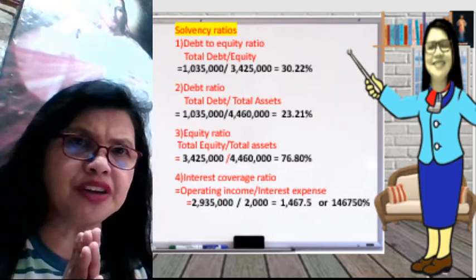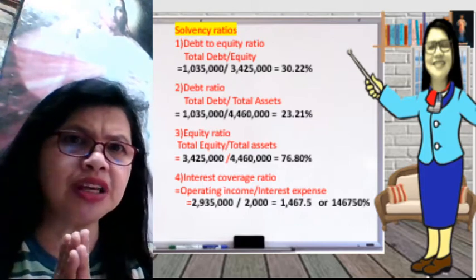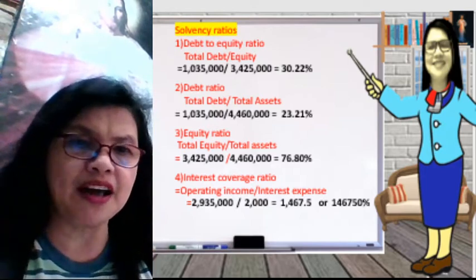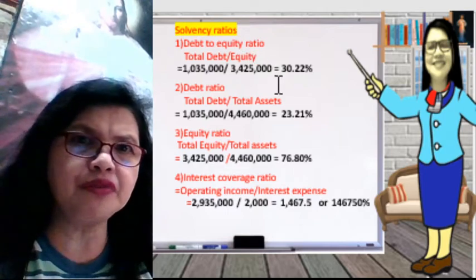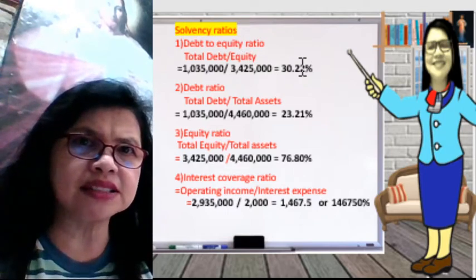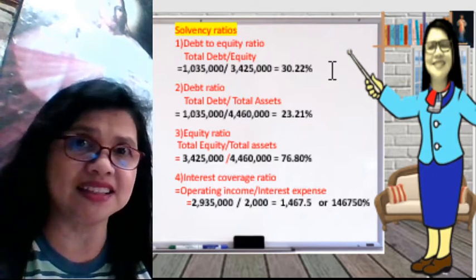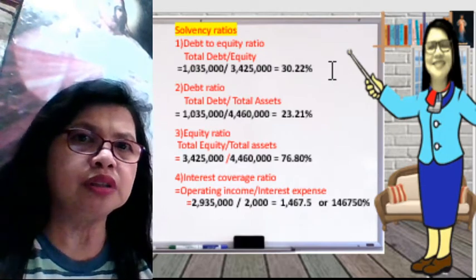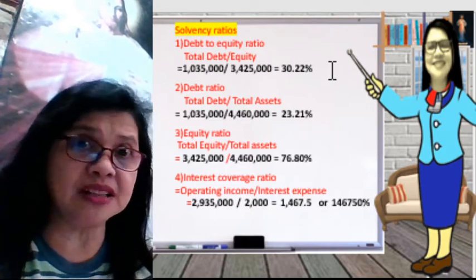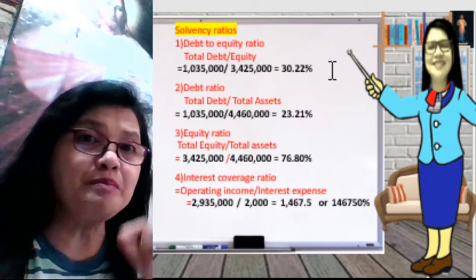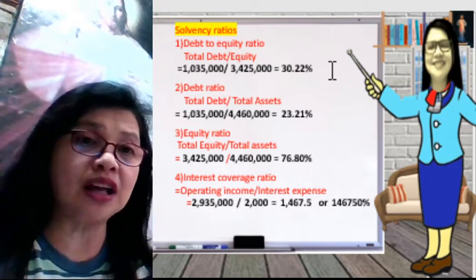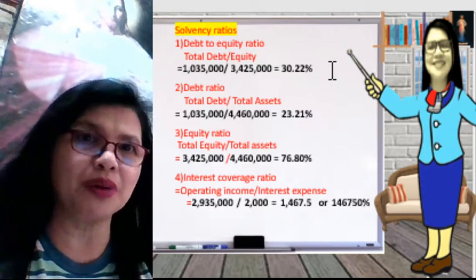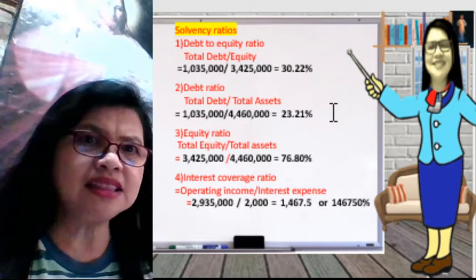So in this figure, we have 30.22%. The total liabilities of 1,035,000 divided by 3,425,000 gives us 30.22%. That means the company can absorb its total liabilities when compared to the owner's contribution by 30.22%. Next, we have debt ratio.